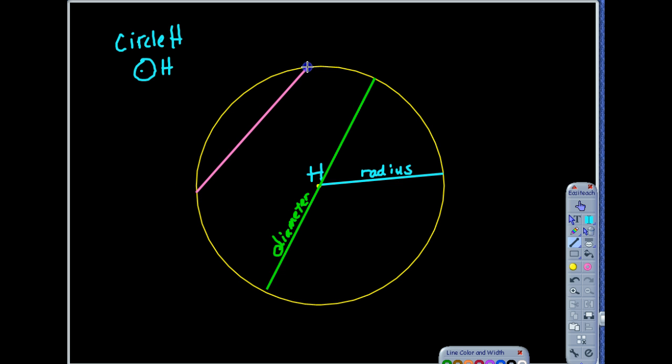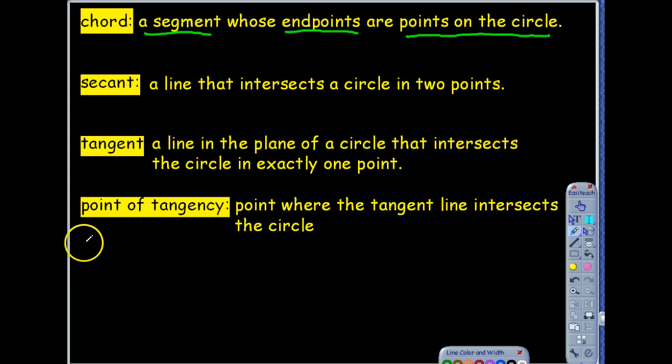But a chord would be connecting any two points on the circle. It doesn't have to contain the center. And I like what she said, guys: you want to be as specific as possible. So yes, a diameter is a chord. It's just that the more specific terminology we use is diameter. There are lots of chords you could have within a circle.